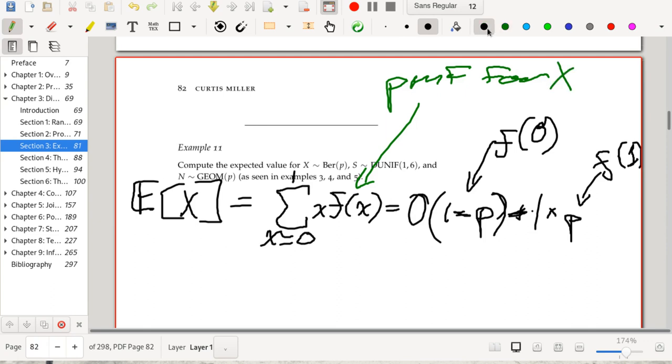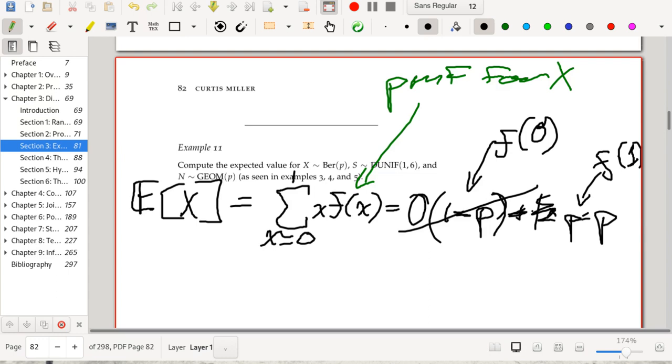Okay, and well, let's see. That just goes to 0, and that's going to equal p. So that means that the expected value of x is equal to p, which is nice and actually rather insightful. It's saying that the expected value of a Bernoulli random variable with parameter p is equal to the probability that that random variable is equal to 1. And that's actually a very useful fact.